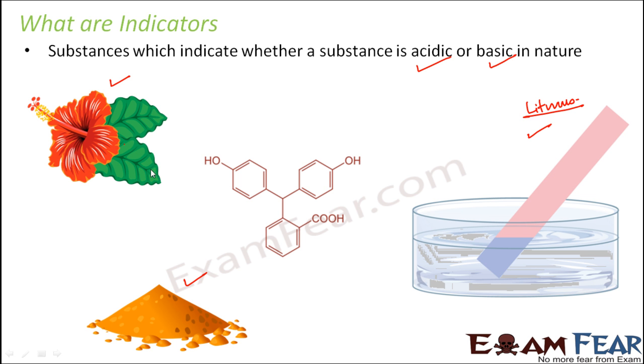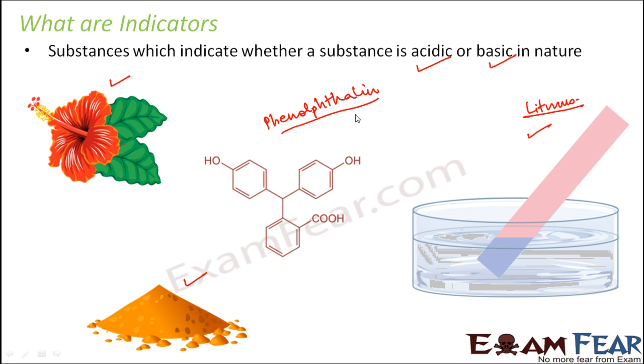Other than these, there are many chemical compounds which act as indicators. One such example is phenolphthalein. This is a colorless chemical compound which can act as an indicator.